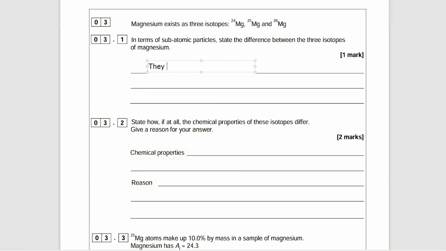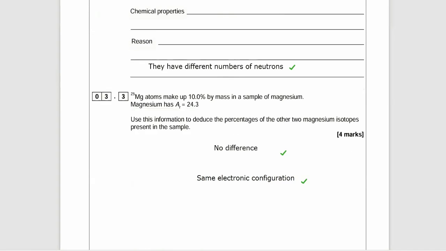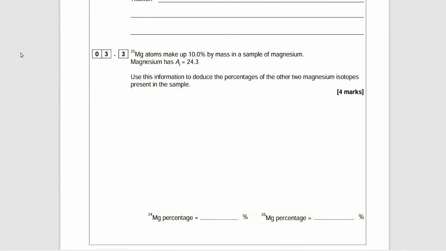Okay, question 3. Magnesium exists as 3 isotopes, magnesium 24, 25, and 26. In terms of subatomic particles, state the difference between 3 isotopes of magnesium. Well, really easy. They've all got different amounts of neutrons. Okay, so magnesium 24 has 12, 25 has 13, and 26 has 14. What differences will there be in these isotopes in terms of chemical properties? Well, there'll be no difference because they've got the same electronic configuration. You could say the same amount of electrons in the outer shell.